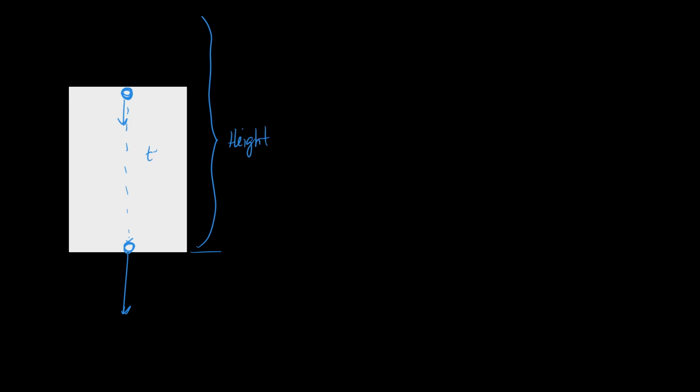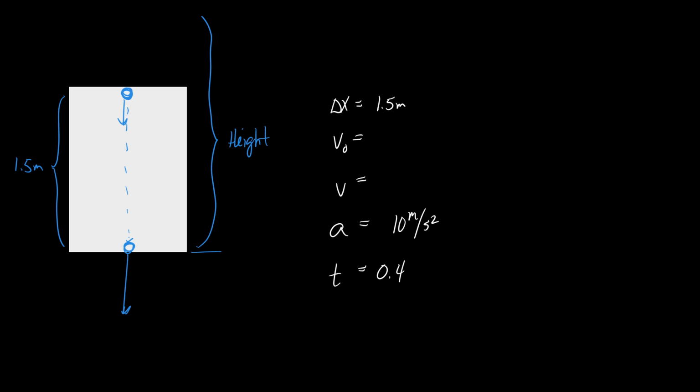And all I know is that T equals 1.5. Oh, no, not T, I'm sorry. The height of the window is 1.5 meters, and it took a time of T of 0.4 seconds to make it through the window. Let's talk about the situation of the window. Delta X for the rock as it passes by the window is 1.5 meters. I do not know how fast the rock was going when it enters my field of view. I do not know how fast the rock is going when it leaves my field of view. I know that the acceleration of the rock is downwards at 10 meters per second squared, and I know the time it takes the rock to pass through my field of view is 0.4 seconds.